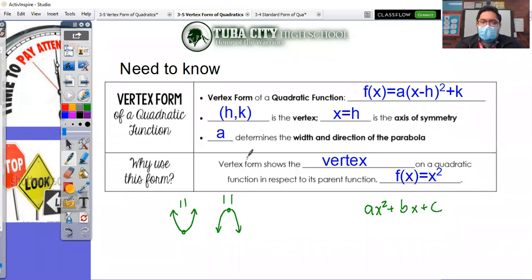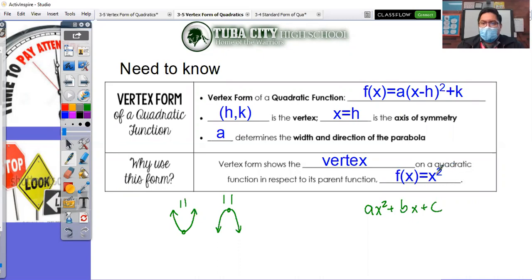So vertex form shows the vertex of the quadratic function in respect to its parent function. Now I skipped one of the lessons on this because it's kind of a big long lesson, and we're probably not going to get to all of the parts that are needed for it. But to sum it up, the parent function is basically the most basic function of its kind. So it's like everything's ones and zeros pretty much. This is the most basic function that you can get.